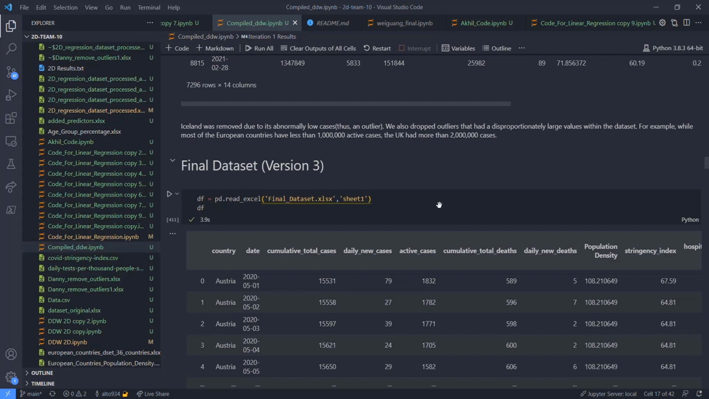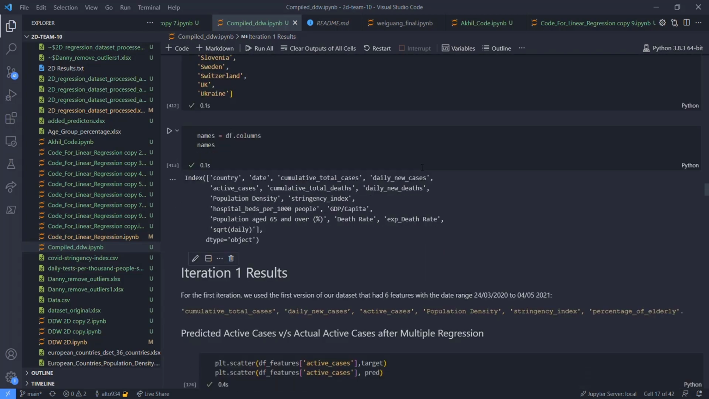Our final data set, after removing all the outliers and deciding on the date range, consisted of 24 countries. Here is our final data set. Now Danny will talk about the iterations of our multiple regression model and our final solution.